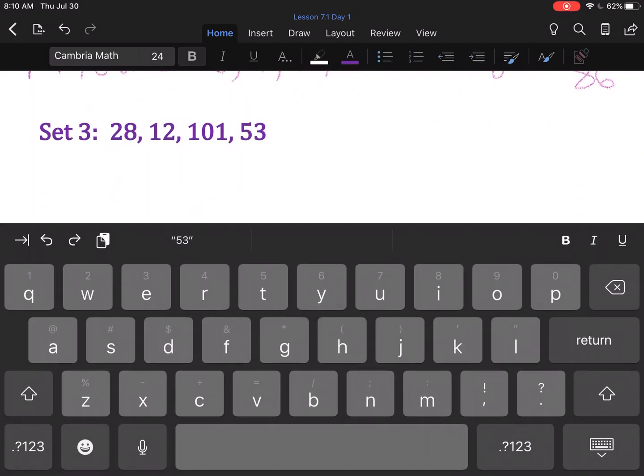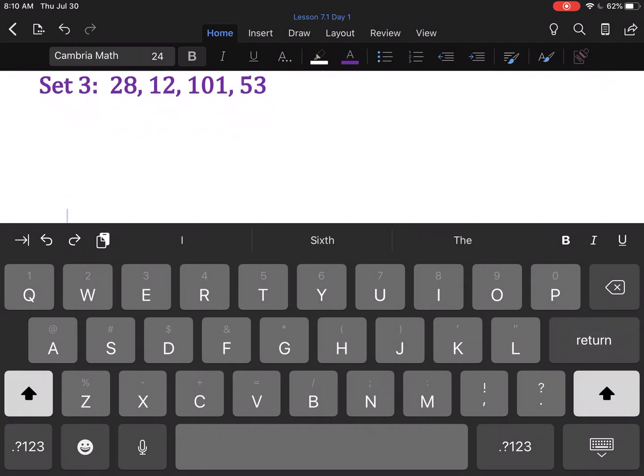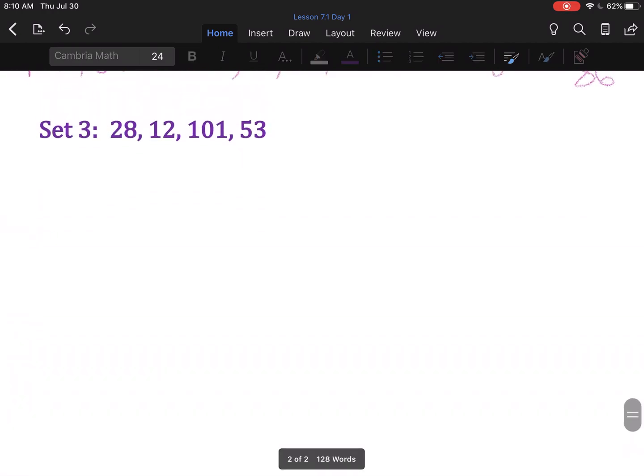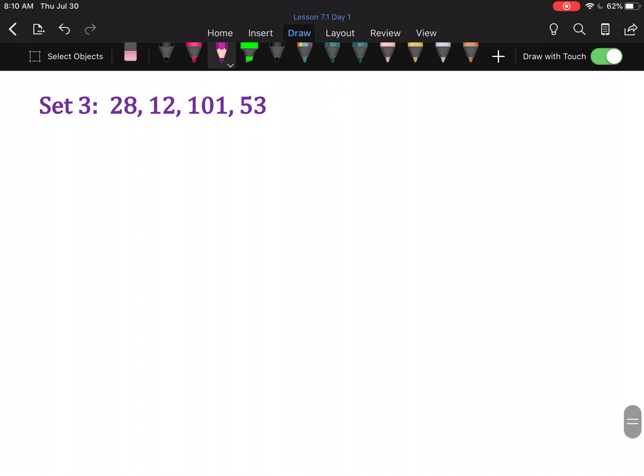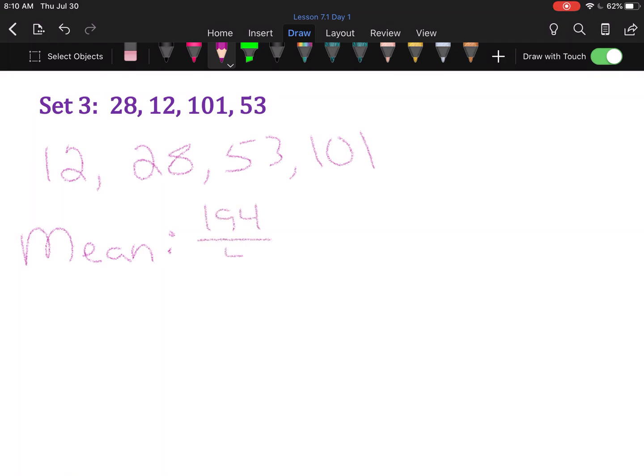The last set, which let me do this real fast. That'll keep it from jumping around on me. Okay, so let's put this in order. It's 12, 28, 53, 101. Mean, we will add those 4 numbers up. So 12 and 28 and 53 and 101 all go together to make 194. When we divide that by 4, we get 48.5.